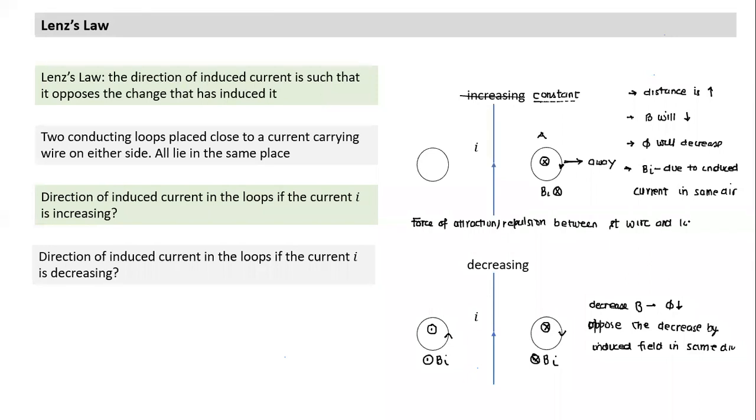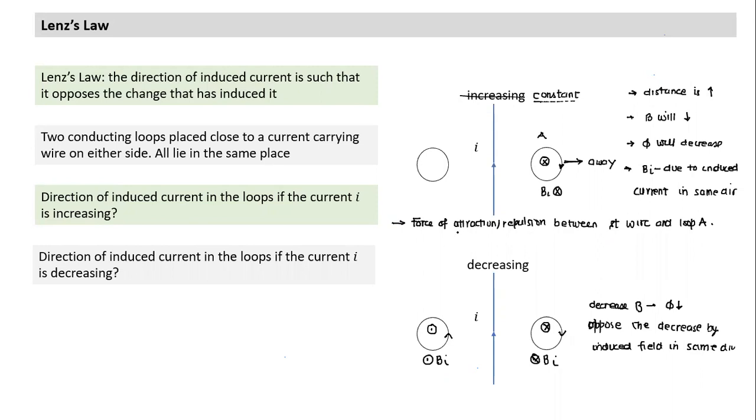Yes, sir. Attractive. Why did you say yes, Ashray? Both create fields, so each has a field and there's a current also. Yes, sir. So can you tell me which direction the force will act on loop A? Attractive it will be, sir. Why?